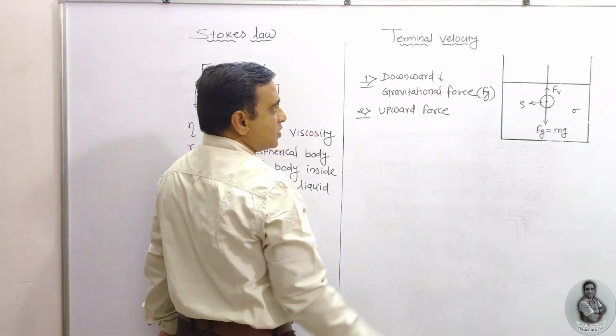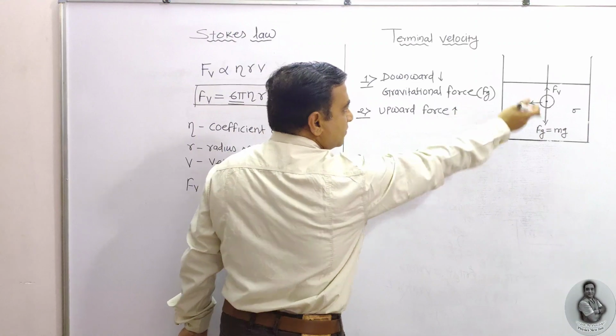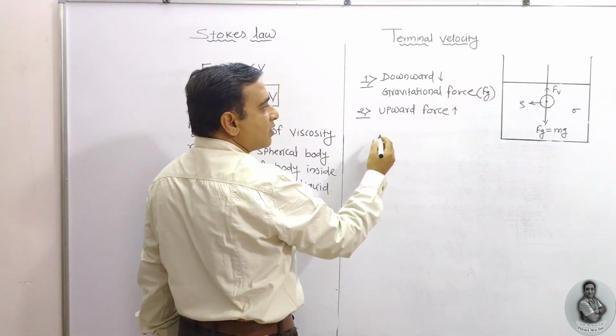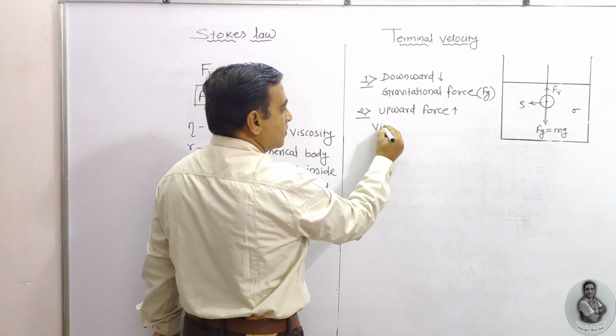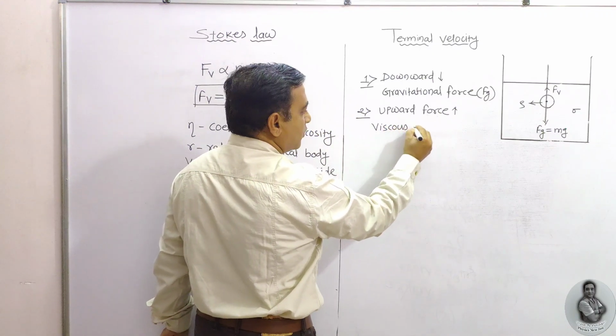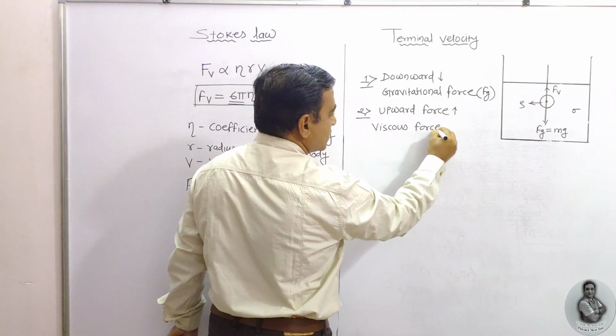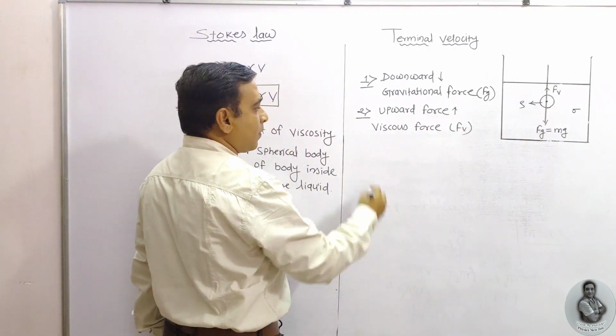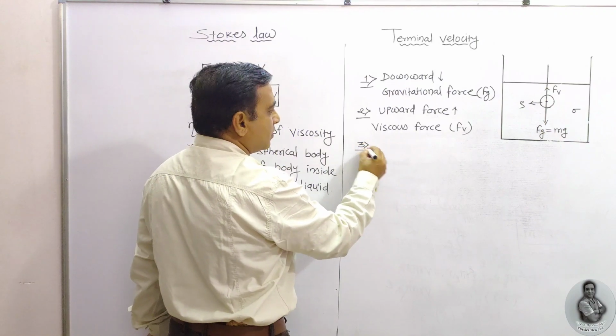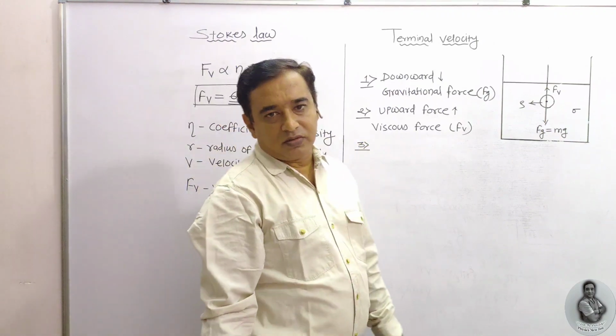Upward force. See the direction, upward. Which kind of force? Viscous force, denoted by the symbol Fv. Third one, that is upthrust.